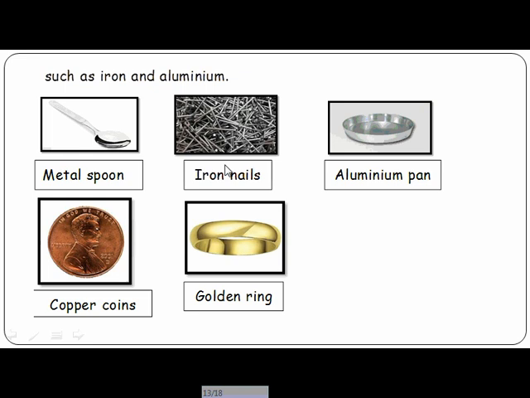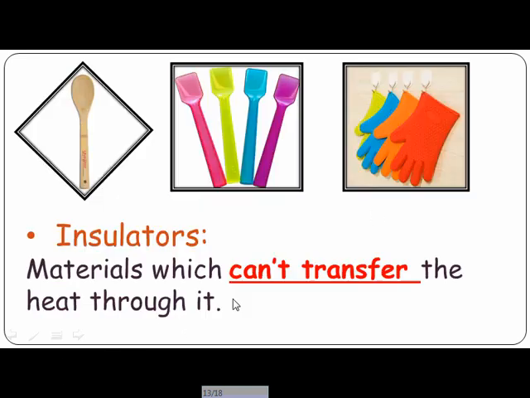We have many examples of good conductors of heat, such as a metal spoon, iron nail, aluminum pan, copper coins, and golden ring. But insulators are materials which can't transfer the heat through them, okay? Can't transfer the heat through them. Repeat after me, please. Insulators. Insulators. Thank you.